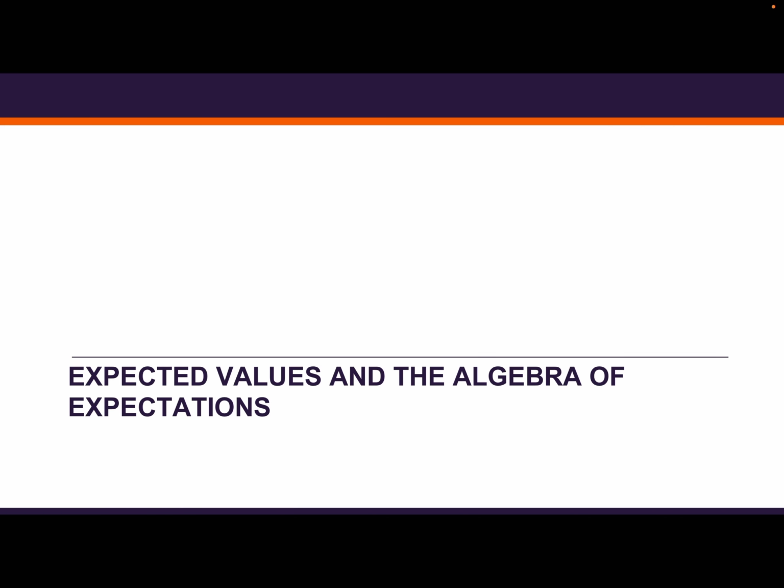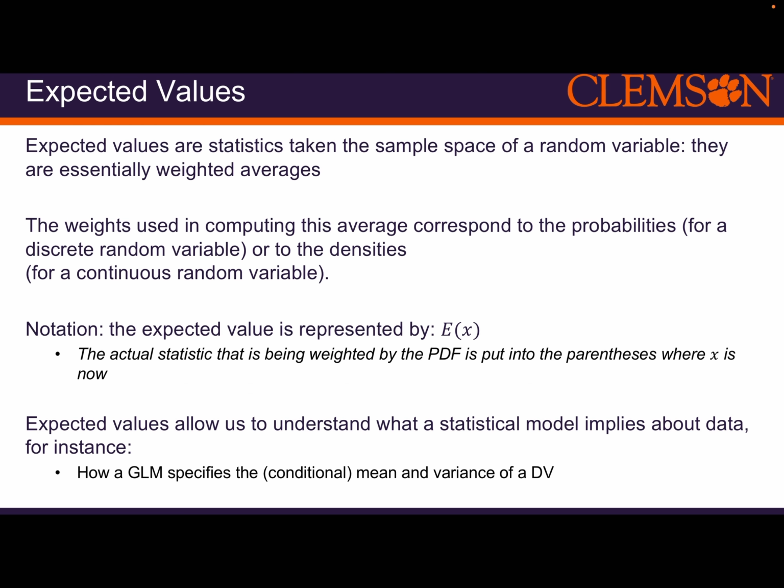Another word for expected value is simply a weighted mean based on the theoretical distribution, but we're going to get into how that works out. Expected values are statistics taken across the sample space of a random variable, right? They are weighted averages. What are we talking about here? Remember, in mathematical statistics, we can do this without data.